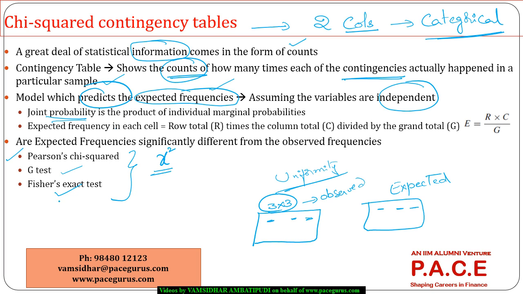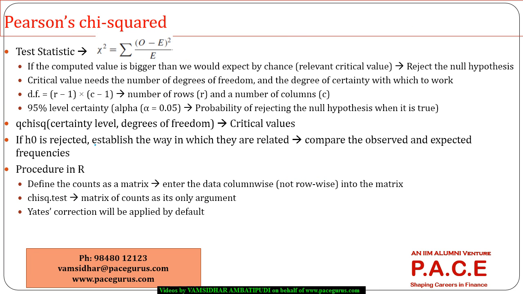The Fisher's exact test is used in a couple of special cases, which I will talk about. But the more commonly used test in this kind of case, especially when we are comparing the actual observed frequencies with the expected frequencies of each of the groups.